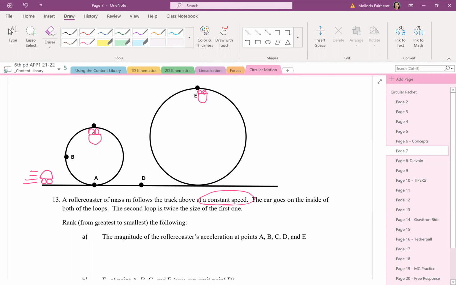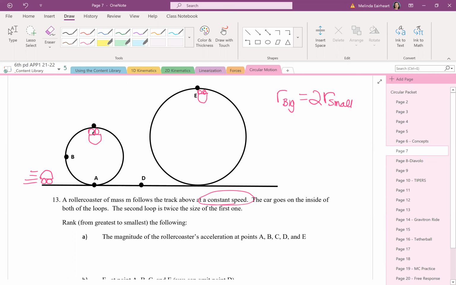And it tells us the second loop is twice the size of the first one. Now, is that diameter? Is that radius? It actually doesn't matter, because if you have twice the diameter, then you have twice the radius, right? And so I'm just going to write that out. The radius of the big loop is twice the radius of the small loop. Or if you want to go loop 1, loop 2, you could do that.